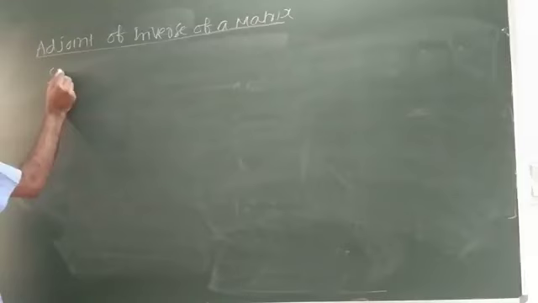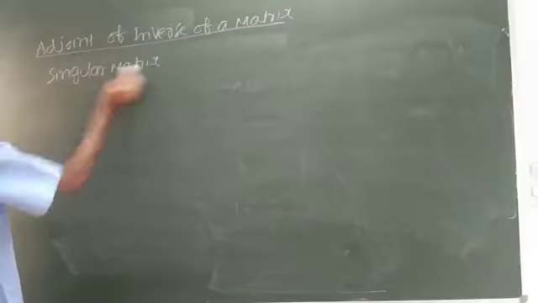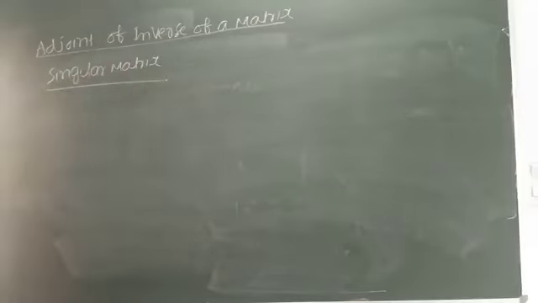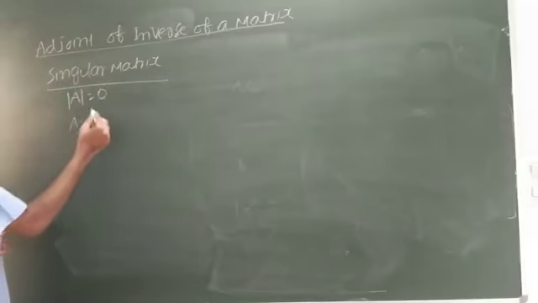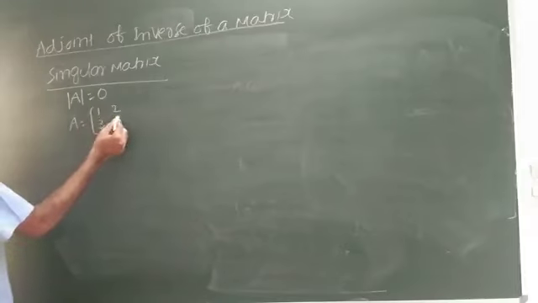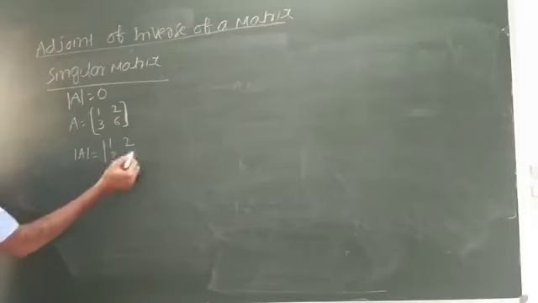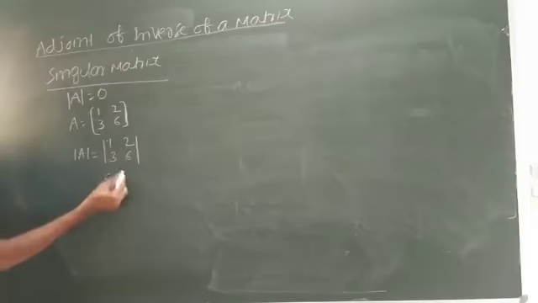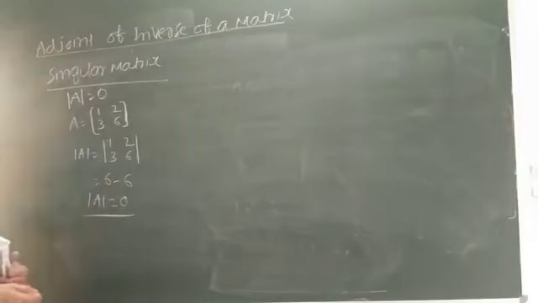One is the singular matrix. You have to understand the definition of singular matrix. Remember students, a square matrix A is said to be singular if determinant A is equal to 0. Let us take a matrix 1, 2, 3, 6. This is the square matrix you have. You take the determinant value: 1 into 6 is 6, 3 2s are 6. Determinant A is equal to 0. Hence, such a matrix is called a singular matrix.